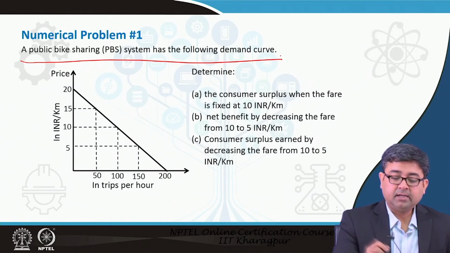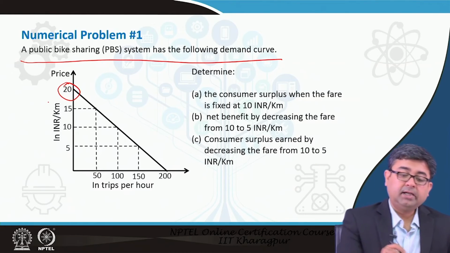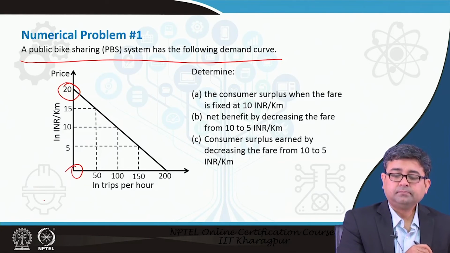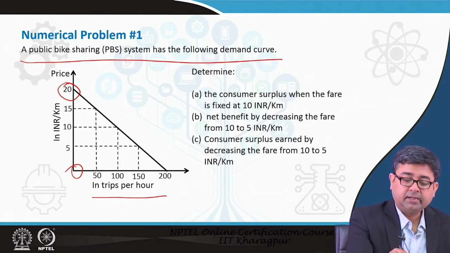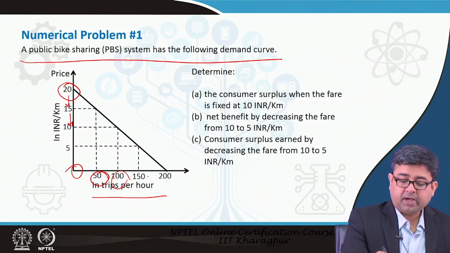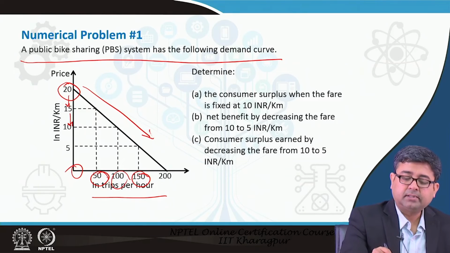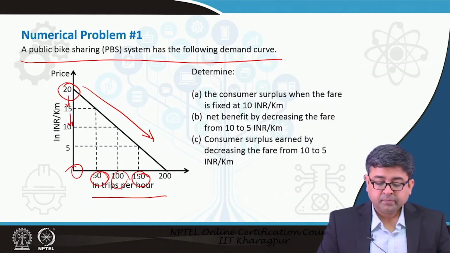What it says is that if the price of the public bicycle sharing system is 20 rupees per kilometer, nobody is going to use it. There are no trips per hour, whereas if it reduces to 15, then you will have 50 trips per hour. If it reduces to 10, there will be 100 trips per hour, and if it reduces to 5, there are 200, and so on. Again, this is a simplistic linear curve, but usually demand curves are not linear.